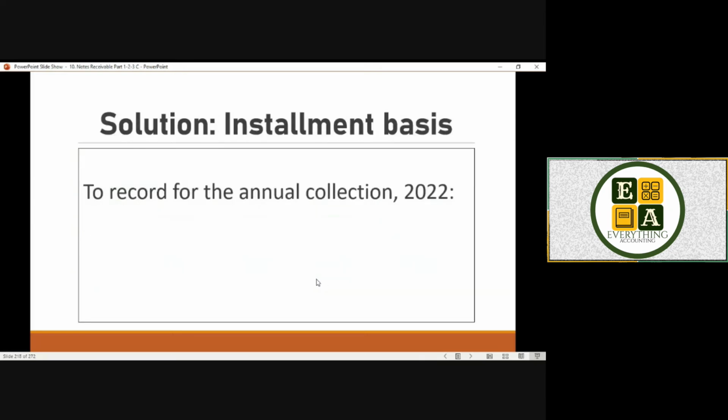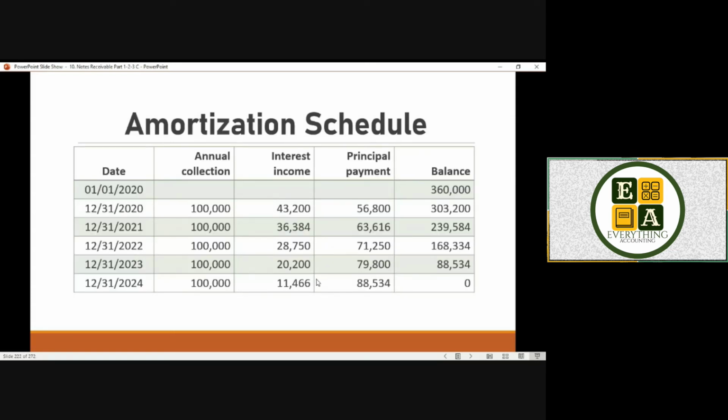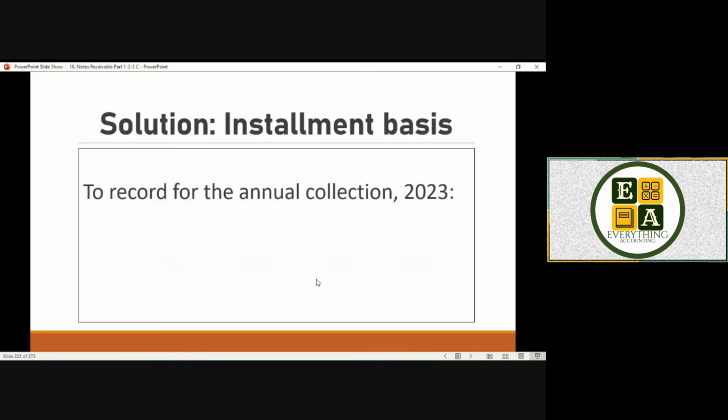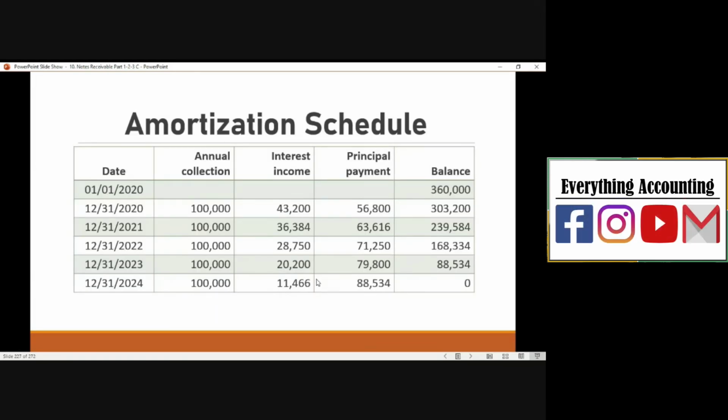For the annual collection for 2022, we debit again cash and credit notes receivable for 100,000. Then for the amortization, debit unearned interest income 28,750 and credit interest income for 28,750. That is for 2022 amortization. For 2023, the same journal entry, debit cash and credit notes receivable 100,000. And amortization, debit unearned interest income and credit interest income for 20,200. So that is the information for 2023.